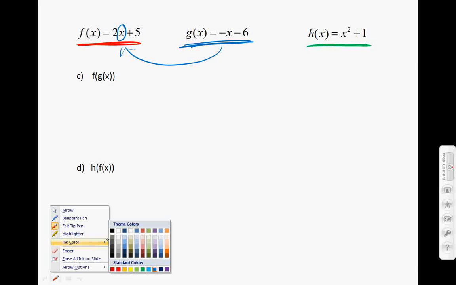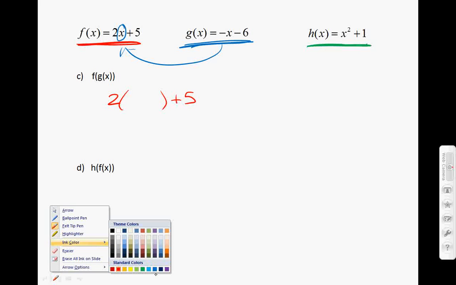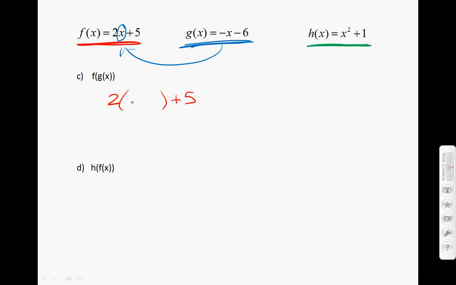So here's how I do it. The color coding might help you. If the f function is 2 times x plus 5, I'm then going to take x, notice I put parentheses there, I'm going to fill in the parentheses where x was with negative x minus 6. So I have inserted the g function into the f function.